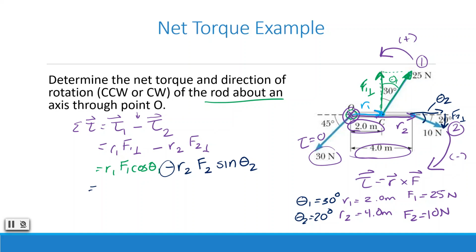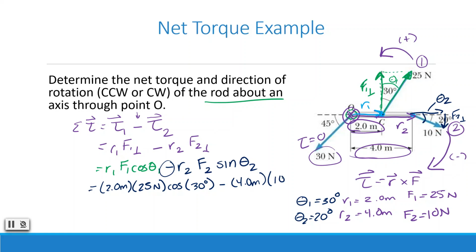Then I plug in: R1 is 2.0 meters, F1 is 25 newtons, cosine of theta 1, which is 30 degrees, minus my R2, which is 4.0 meters.